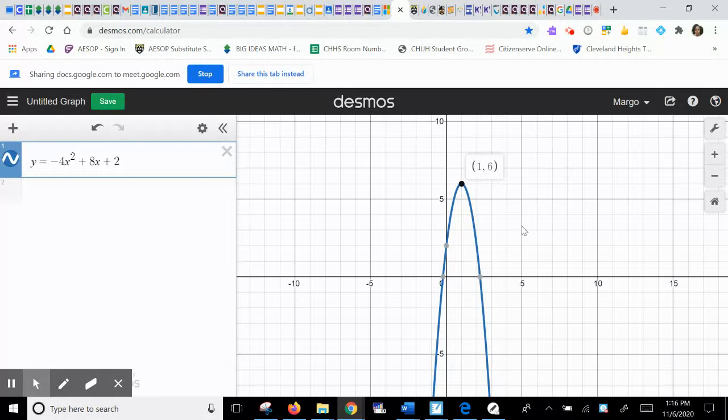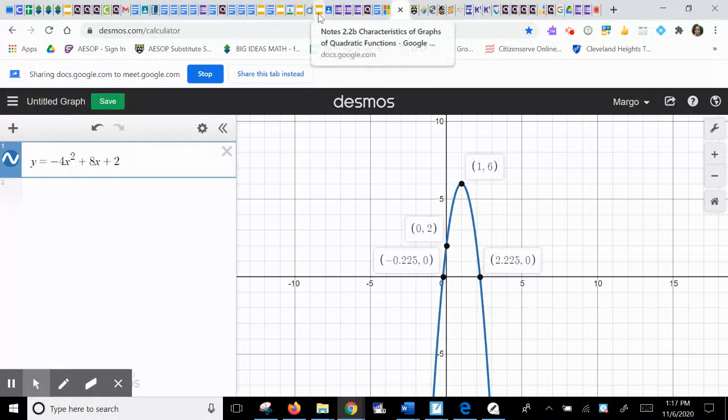The y-intercept is where the curve touches the y-axis, which is here. If I click on it, it'll tell me (0, 2). The x-intercept, I have two of them. I have one here and I have one here, okay? And they're both decimals, but so what? That happens. So I got these decimals.